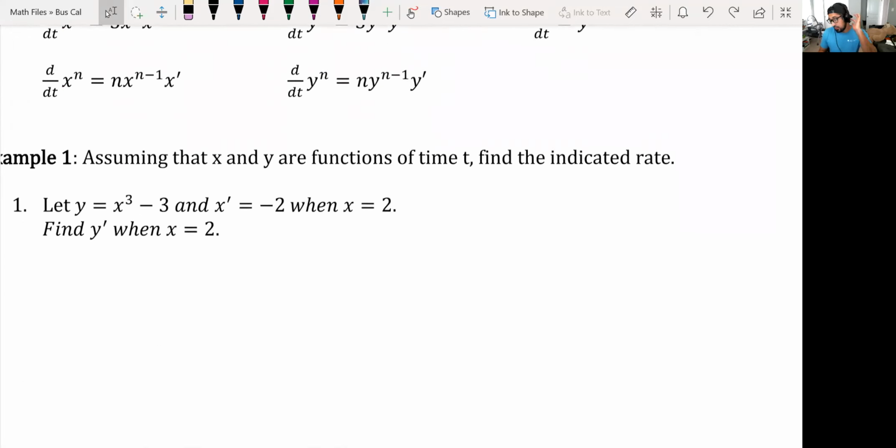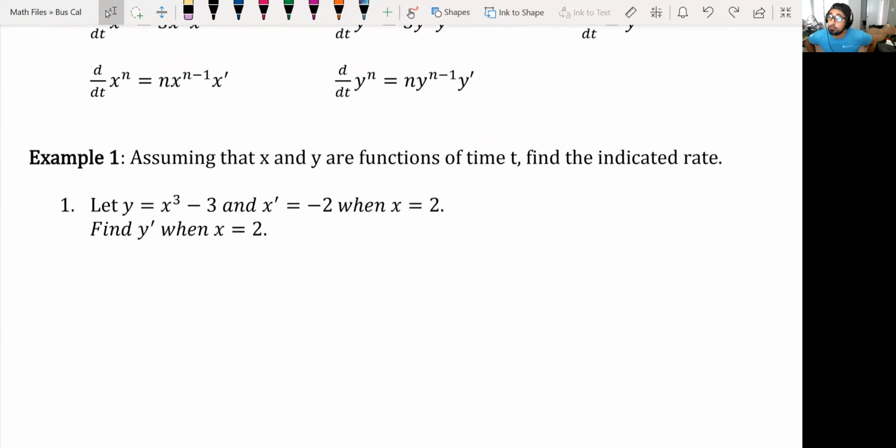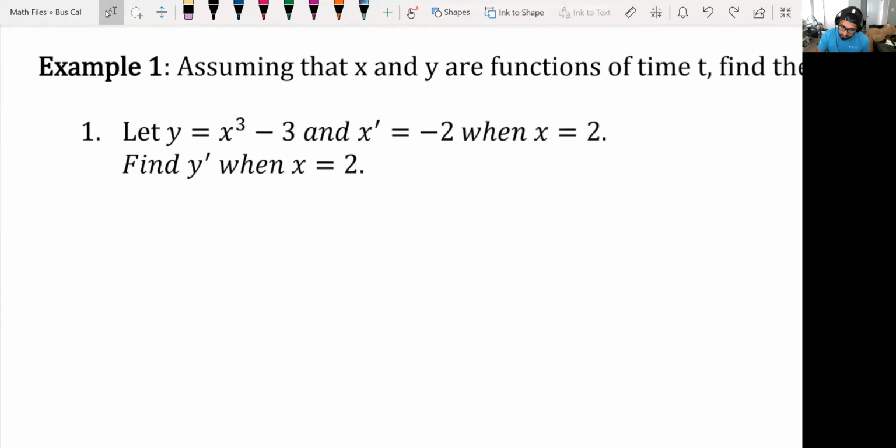With that being said, let's go ahead and try finding a related rate. All we're going to do is take the derivative with respect to time on both sides. Let y equal x cubed minus 3, and x prime is -2, and x is 2. So they're giving us values for x prime and x. Then it says find y prime when x is 2. We do not want to plug anything in just yet. What you should always do is take the implicit derivative first. So that's what we're going to start with, using this equation.